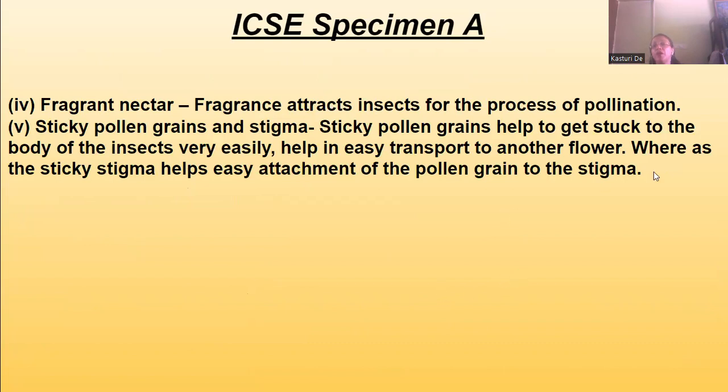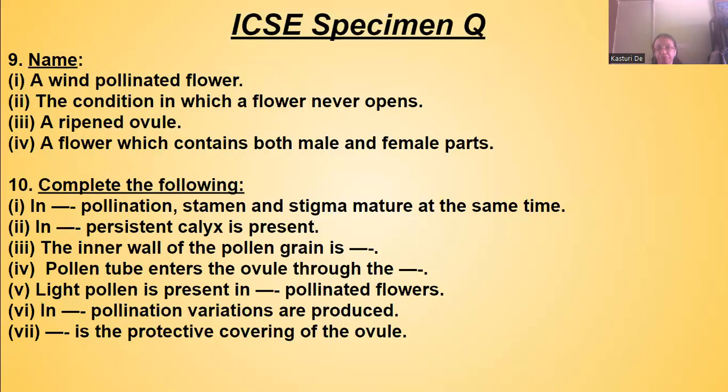Fragrant nectar helps in attracting the insects for pollination. Then sticky pollen grains and stigma. Sticky pollen grains help to get stuck to the body of the insects very easily, and help in easy transport to another flower. Whereas the sticky stigma helps in easy attachment and receiving of the pollen grains.